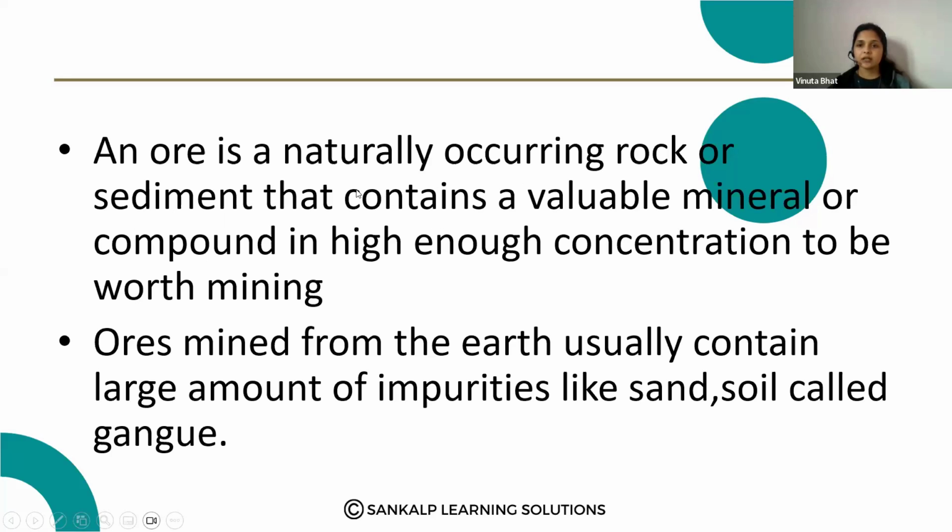So it is a naturally occurring rock or sediment that contains the valuable mineral. Then ores mined from the earth usually contain a large amount of impurities like sand and soil, called ganj. So these impurities are removed before using. Okay, so please note down the answer.